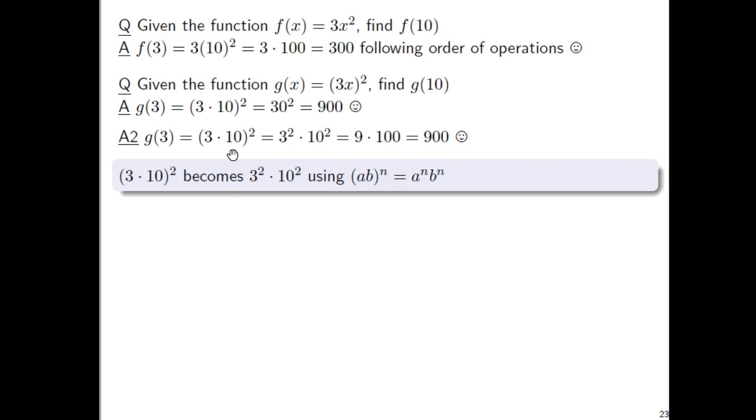Just in case somebody's not listening to the recording and is just looking at slides, 3 times 10 quantity squared becomes 3 squared times 10 squared using this formula.